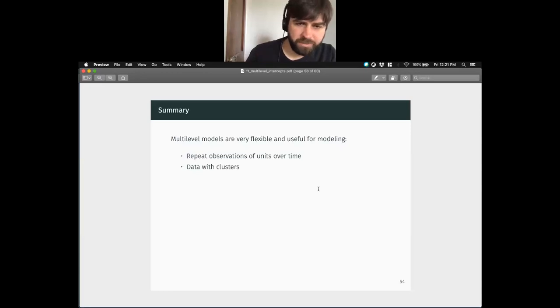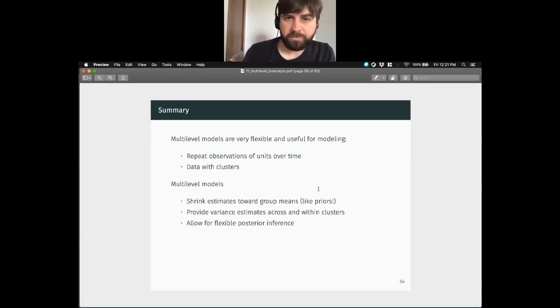So when we have repeat observations of units over time, when we have data with clusters, we want to use a multi-level model. Multi-level models have these benefits, right? They shrink estimates toward the group means, just like the priors do, right? The priors shrink our estimates toward the prior. The multi-level model shrinks estimates toward the group means. And that helps us avoid overfitting, and it helps improve predictive accuracy.